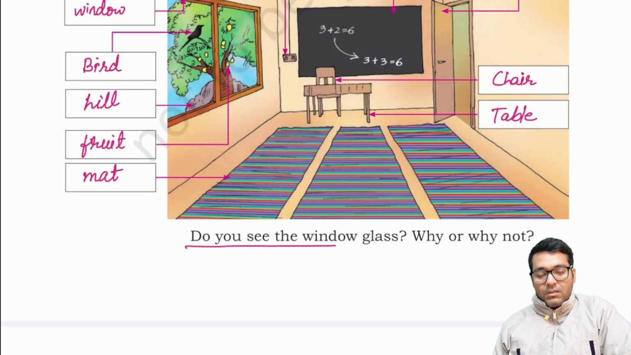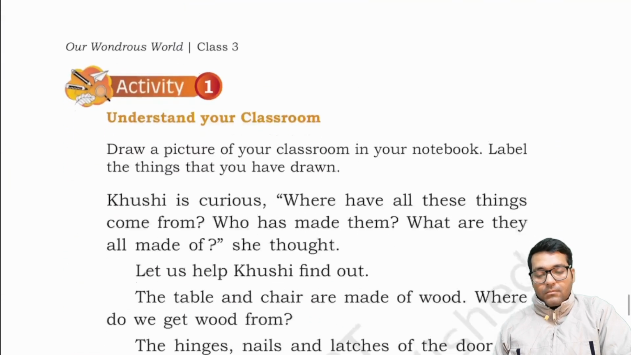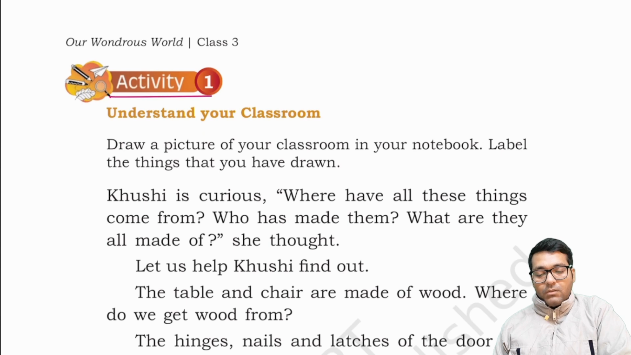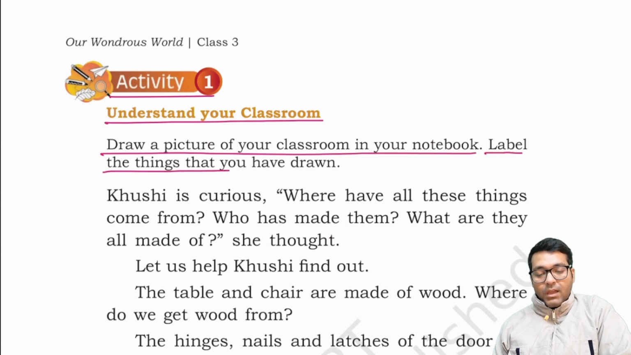Do you see the window glass? Why or why not? You can't see the window glass here because it is transparent. Activity 1. Understand your classroom. Draw a picture of your classroom in your notebook. Label the things that you have drawn.